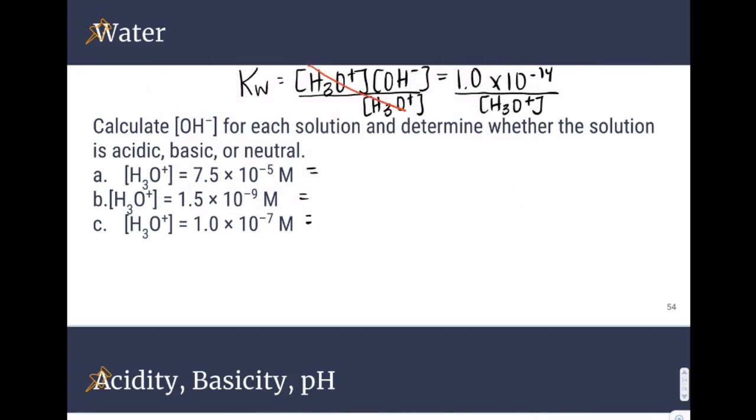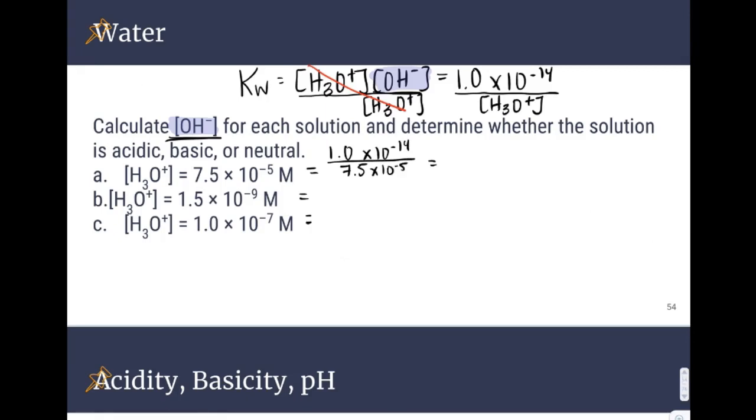So here's my formula that I'll need to use to solve for my wanted variable, which is the hydroxide. I want to calculate the hydroxide. And so now it's really easy for me just to say, okay, well, 1.0 times 10 to the negative 14 divided by each one of these numbers.